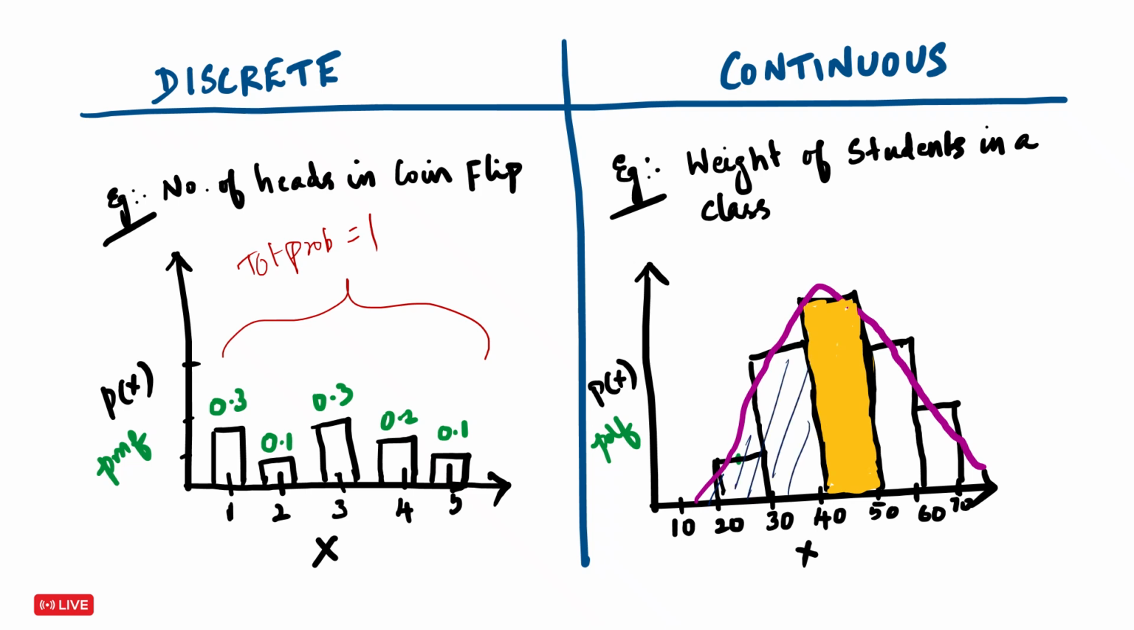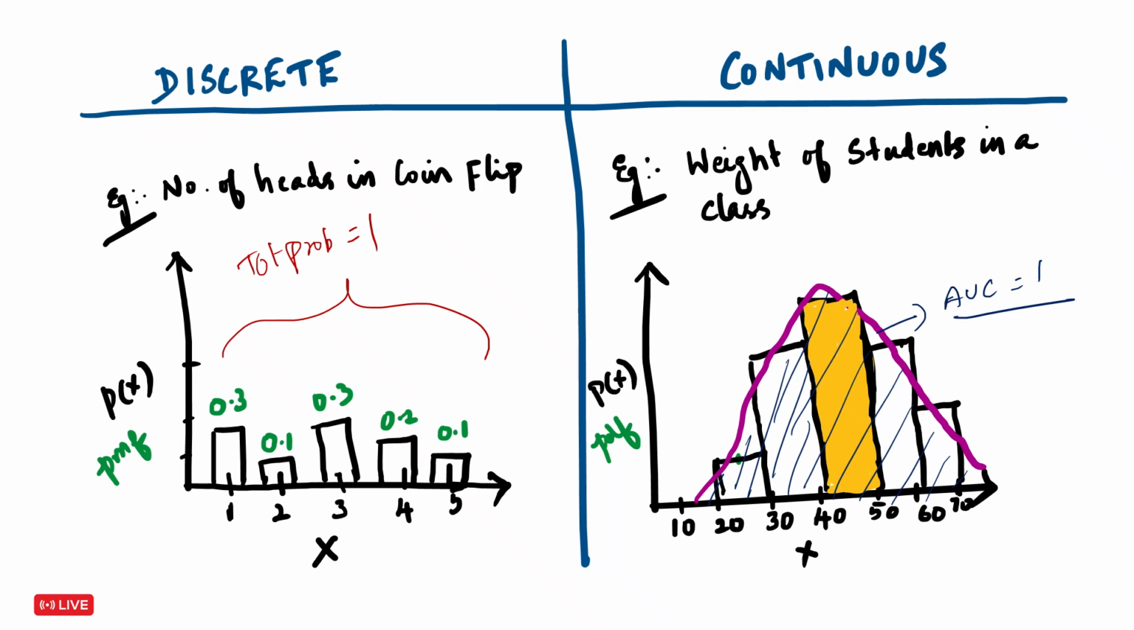So the total area under this curve will give you the total probability. So you have a 100% chance of getting any one value under this curve. So the total probability, or the total area under the curve, will be equal to 1 or 100%. Now let's understand with an example.